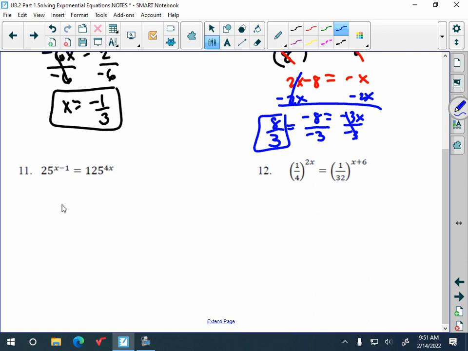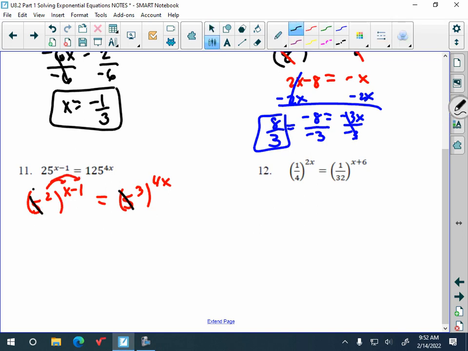All right, number 11, what base can we use? 5. Yeah, you can't use base 25 because you can't change 125 to 25 to a power. It doesn't exist. Right? So you have to use base 5 on both of them. All right, so 5 to the second to the x minus 1, 5 to the third to the 4x. All right, so we're going to distribute the 2 and cancel the bases also. So 2x minus 2 equals 12x.